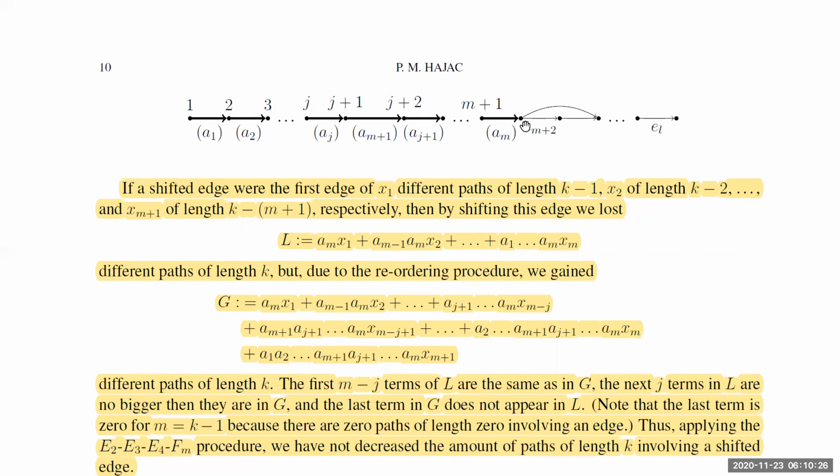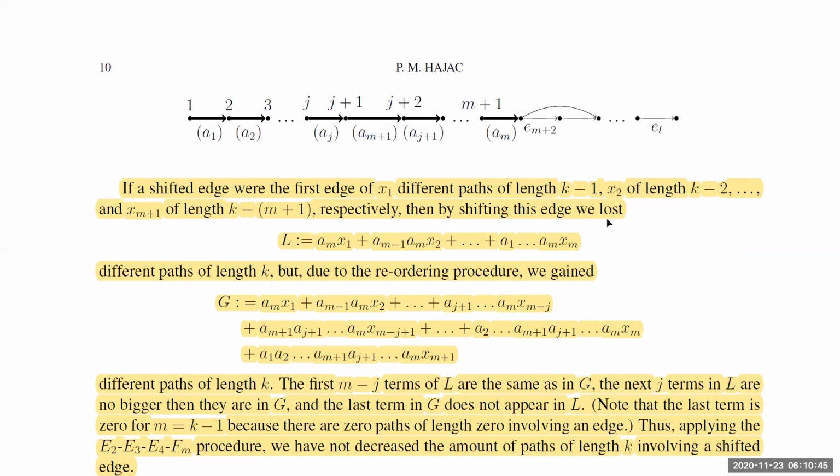We gained them because, remember, this edge started somewhere else. So we could not connect these paths to this edge. Now we can because we shifted it further. That's why this is what I count with the gain.